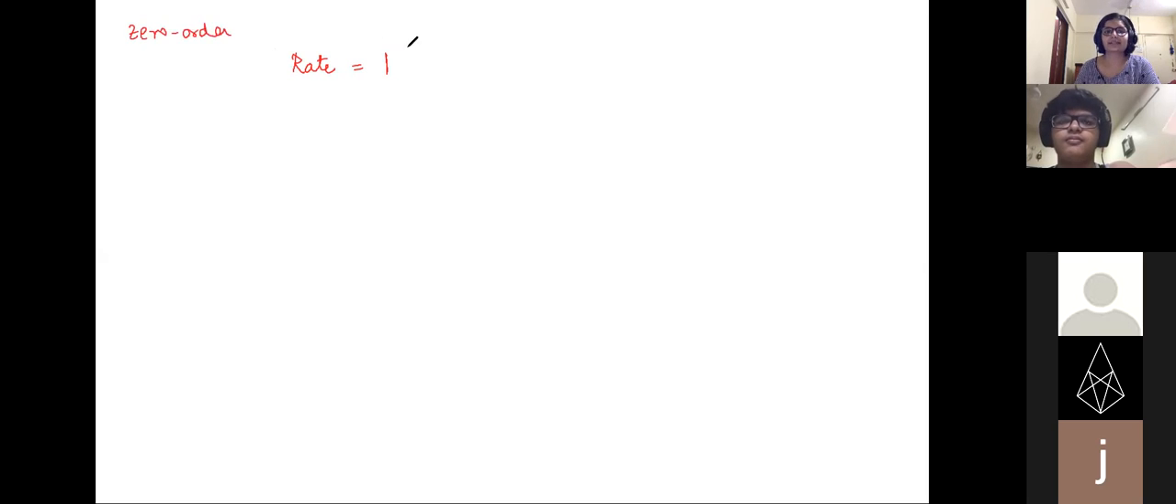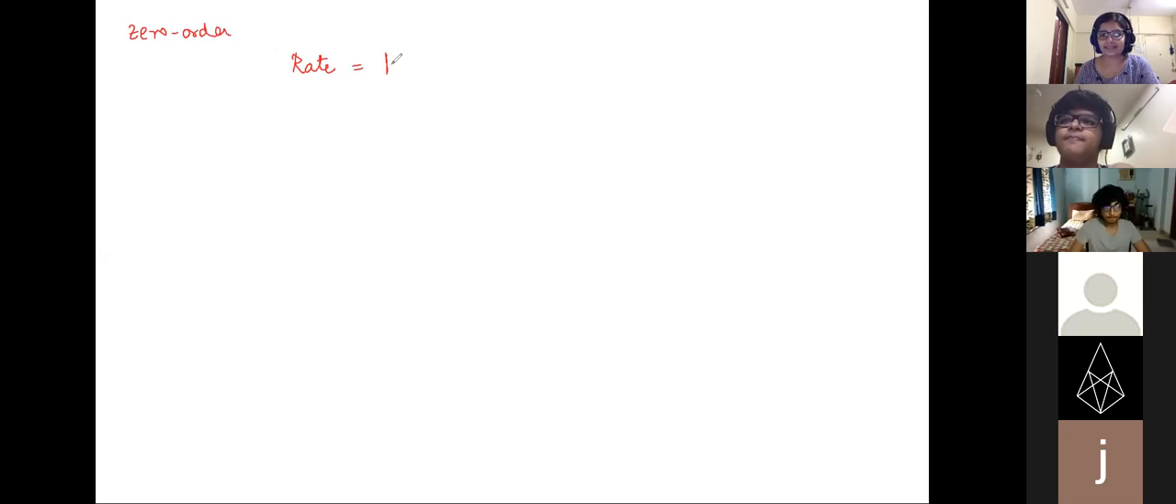Okay, so what do you mean by a zero order reaction? Uske liye, how do I express the rate? So rate will be equal. Rate will be expressed in moles per liters per second. Units hai wo, theek hai. What should I write in the equation itself, zero order ke liye? Ma'am, it should be proportional to K. Yes. Proportional nahi, rate is equal to K.